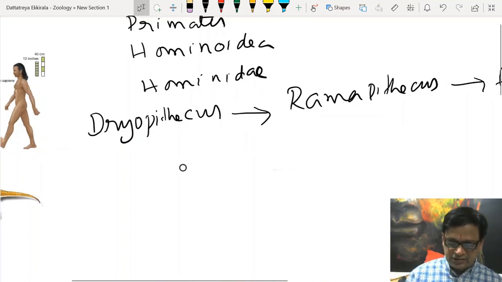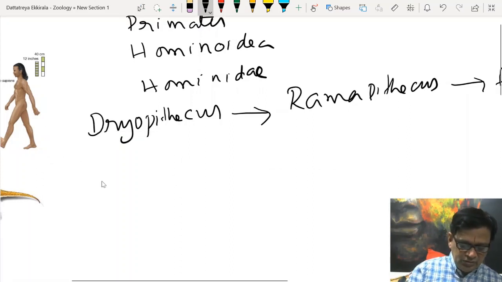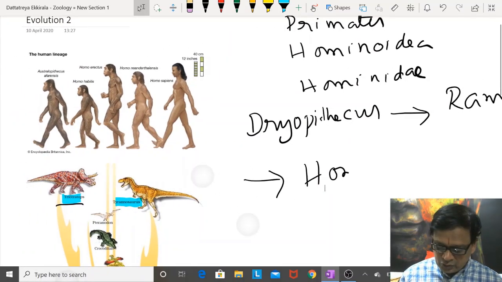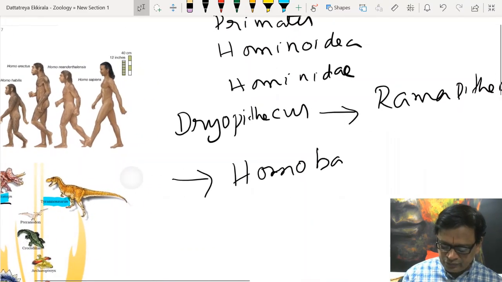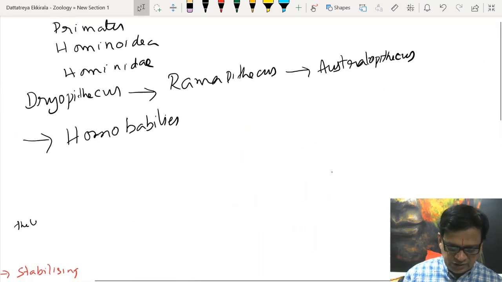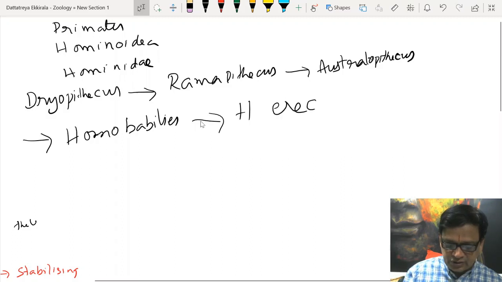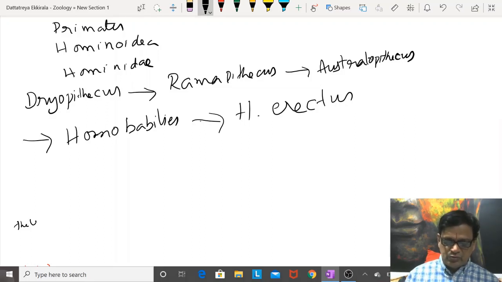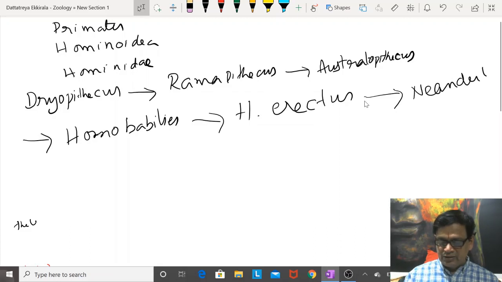And in fact, Australopithecus was also the first to become erect. From this, Homo habilis. Homo habilis is commonly called the toolmaker, an efficient user of tools, but still vegetarian. Then Homo erectus, totally erect. Then cranial capacity slowly increased. Homo habilis was about 650 to 800 cc. Now it became 900 cc. From that, Neanderthal man, then modern man.